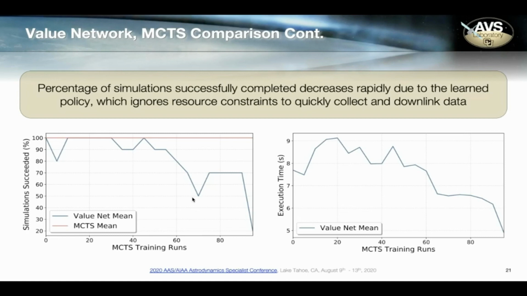But one benefit to using the value network is that the execution time is on the order of 7 seconds, which is orders of magnitude lower than Monte Carlo tree search, which takes 3 hours.